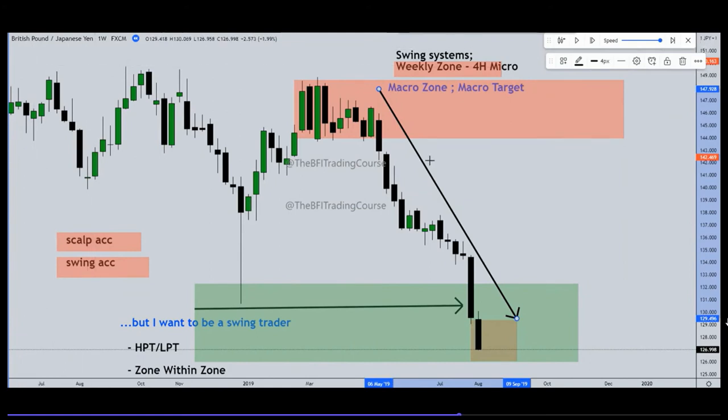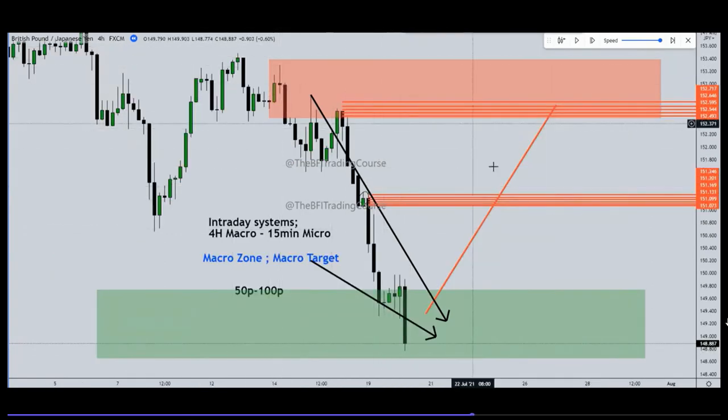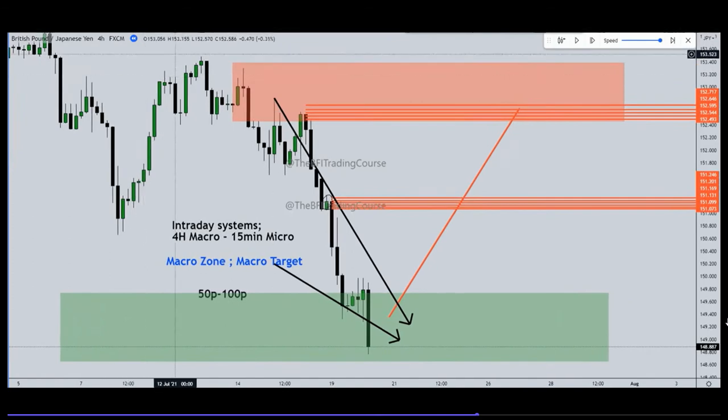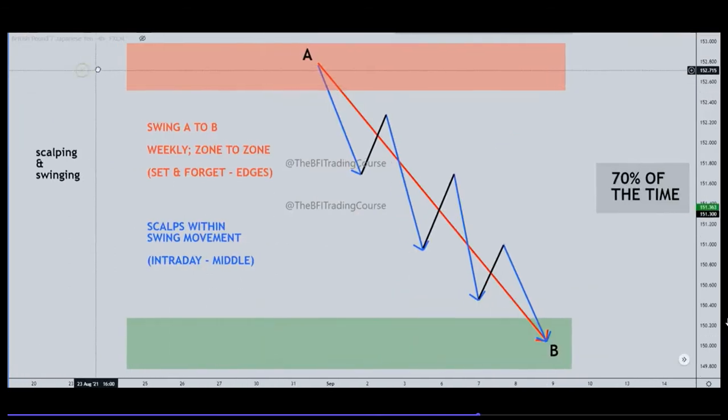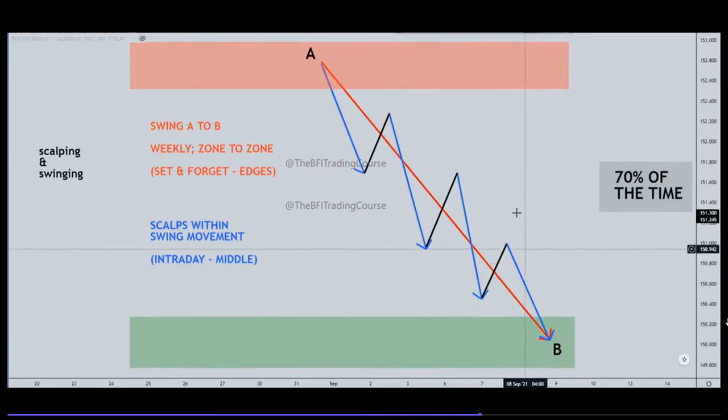This is a 4 hour zone. Maybe you can trade some 4 hour zones within this weekly impulsive move going to the next weekly zone. The weekly zone to zone, you can, in the meantime, do this type of zone to zone on the 4 hour. So this brings us to the summary of it, which is this A to B move.